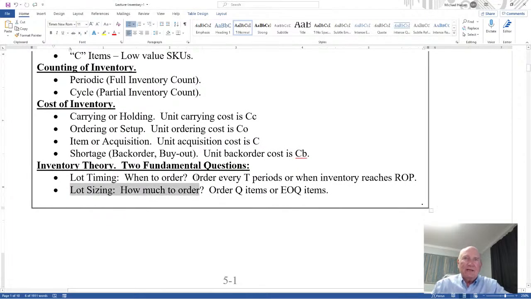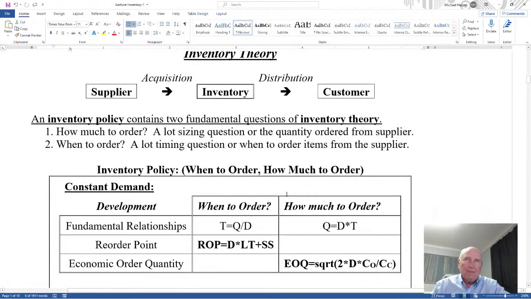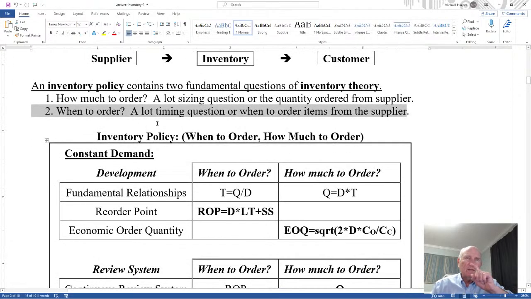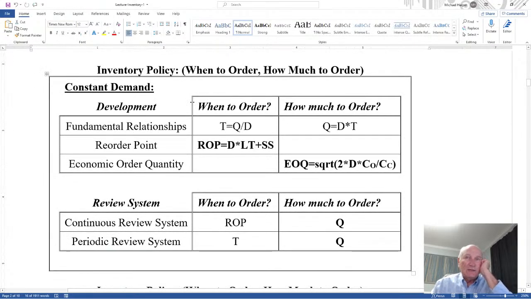Okay, now this right here is just a summary of what I'll be covering today. So let's get into it. Okay, an inventory policy contains two fundamental questions of inventory theory. How much to order, a lot sizing question, or the quantity ordered from the supplier, and when to order, a lot timing question, or when to order items from the supplier. And notice I'm saying lot, which is the order quantity, and a lot of times I refer to that as a lot. Okay, here's an overview of what we're doing today.